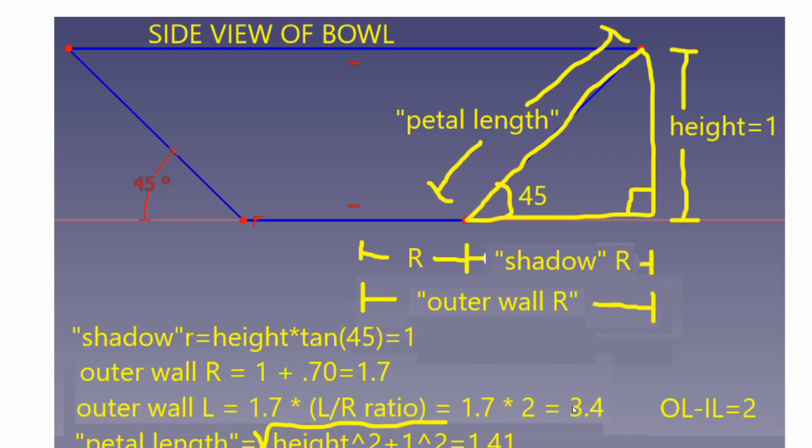And you remember one of the things we were interested in is what is the difference between the outer wall L and the inner wall L, and it happens to be 2. And that will be useful later.